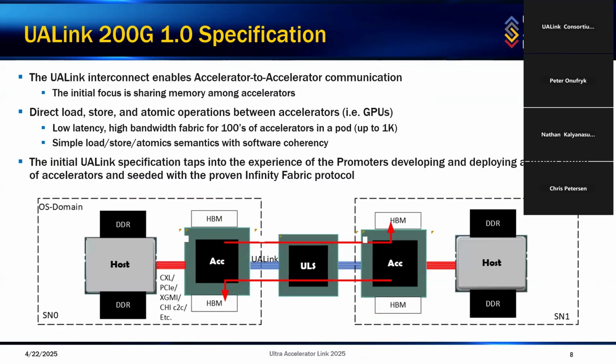So what exactly is in the UALink 1.0 specifications? The UALink 1.0 specification defines an accelerator-to-accelerator interconnect for sharing memory between accelerators. It defines simple memory load, memory store, and atomic operations between these accelerators. And it scales from a small number of accelerators up to 1024 accelerators. Creation of the specification tapped into the experience of the promoter companies in developing and deploying AI accelerators, fabrics and systems.